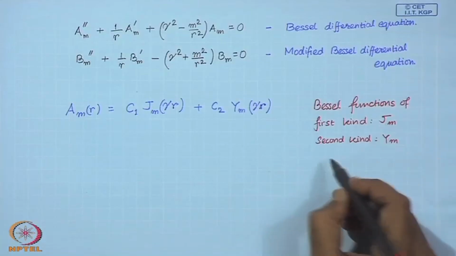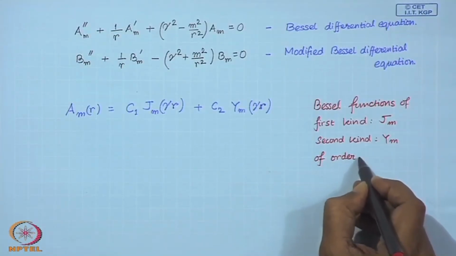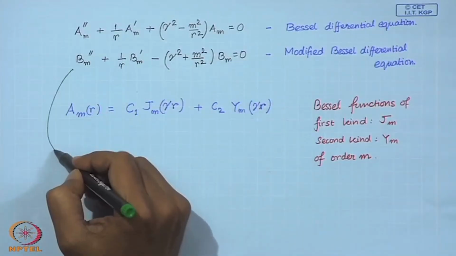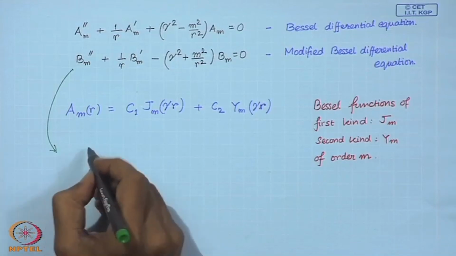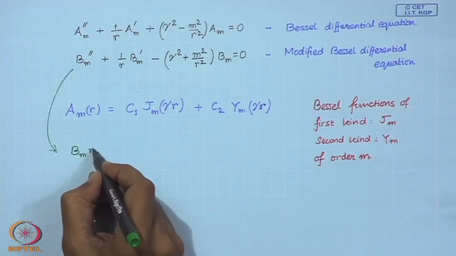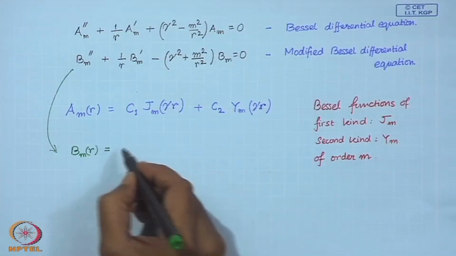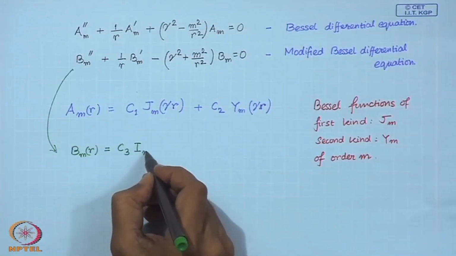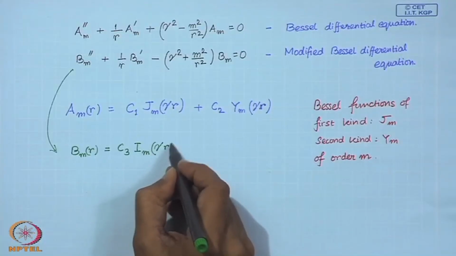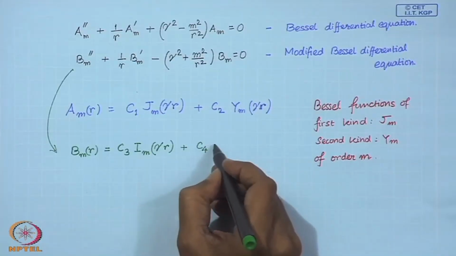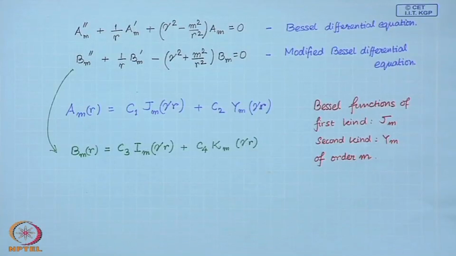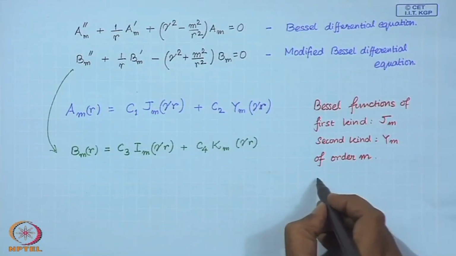So, these are of order m. Now, the solution of the modified Bessel differential equation is written in terms of the modified Bessel functions. So, these are the modified Bessel functions.